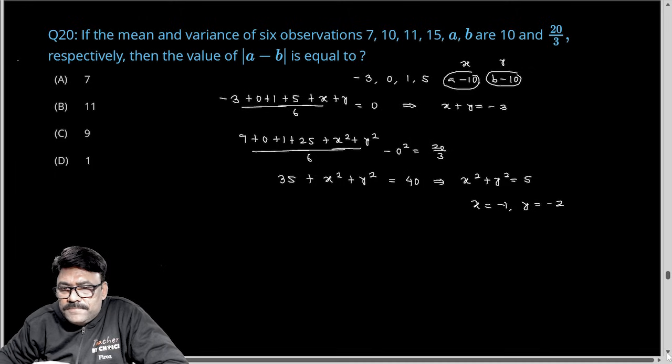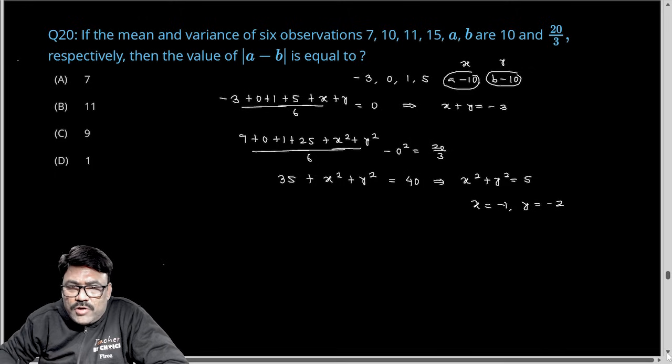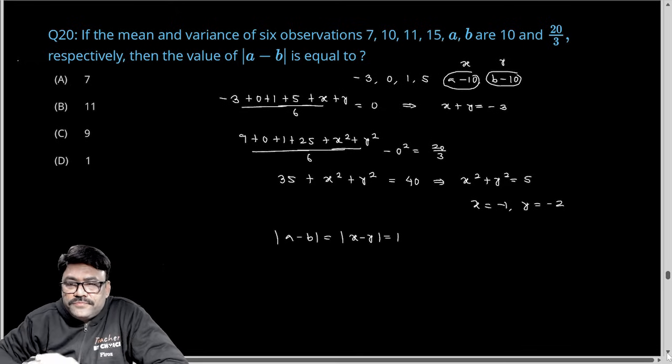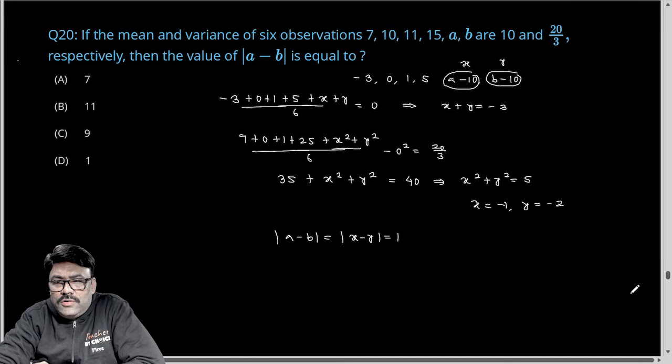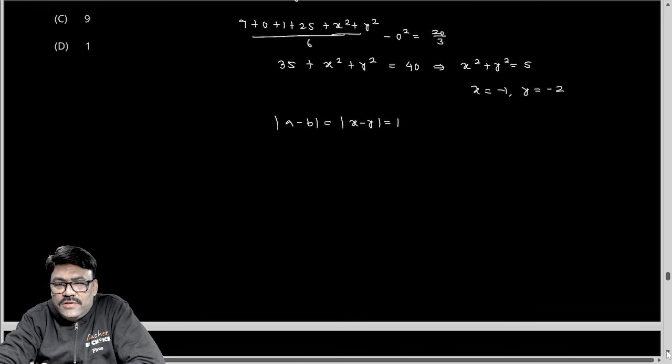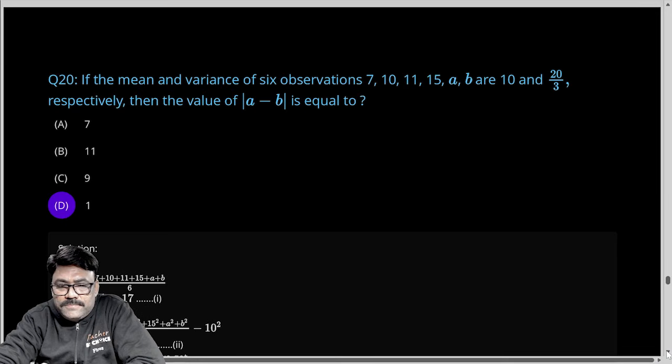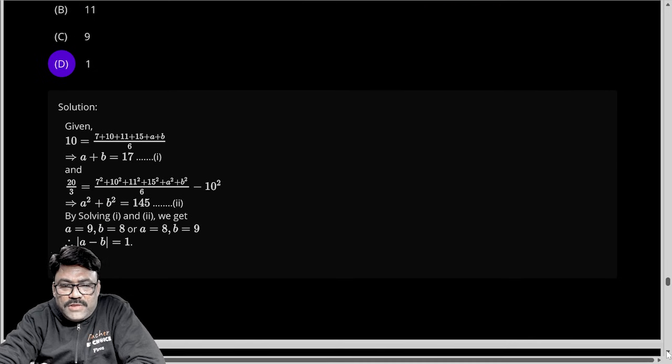So ultimately, mod of a minus b is the same as mod of x minus y, which is 1 here. Or you can find a and b also. X is minus 1, so a minus 10 is minus 1, which simply means a will be 9. B minus 10 is minus 2, so b will be 8. So 8 and 9 are a and b actually.